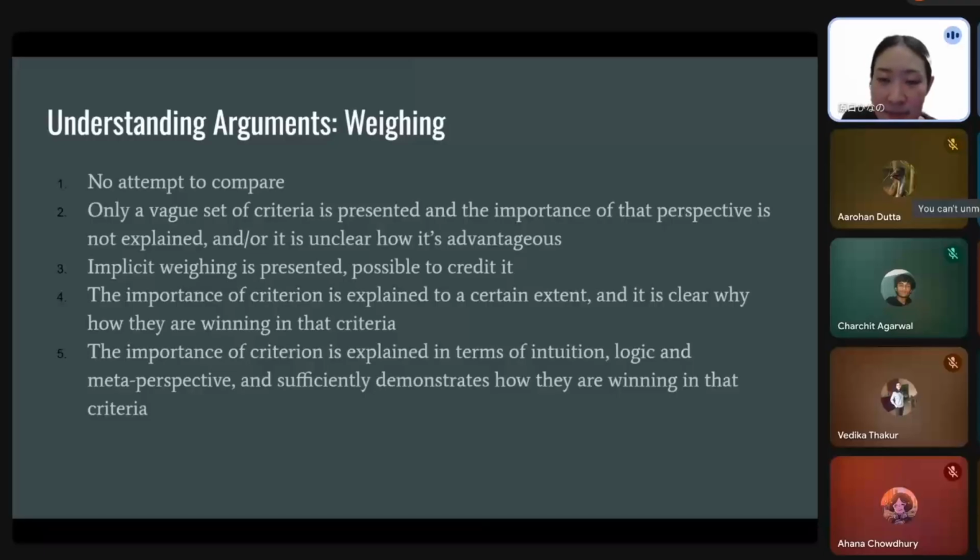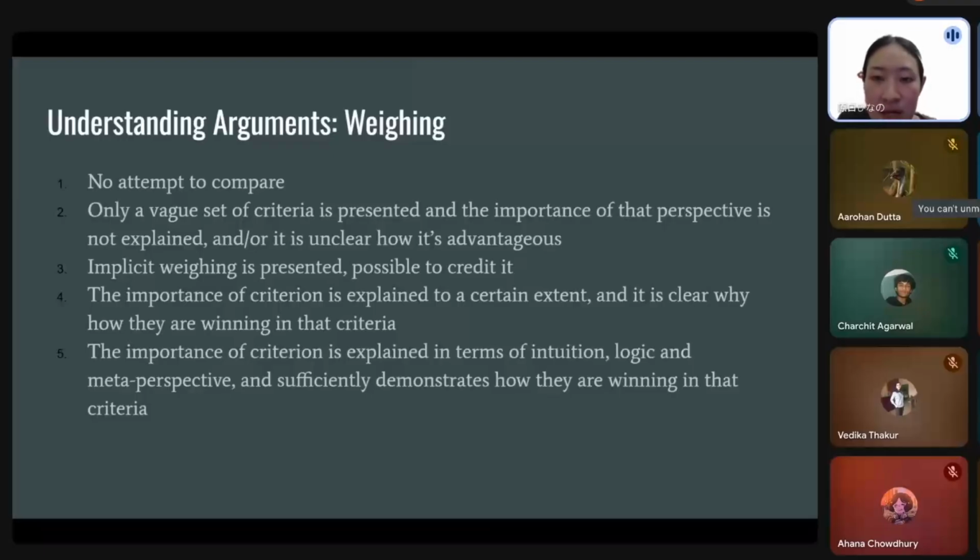Let's take this example. The lowest level is just asserting that environment is important or economy is important, and there is no explanation of in what metric environment or economy is important. There is no attempt to compare which is more important in what metric. This is no attempt to compare, the lowest level of proof in terms of weighing.